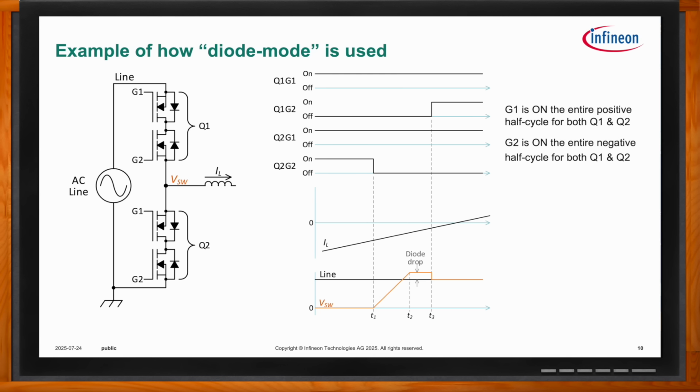Then at T3, I turn on Q1 G2. Now the upper transistor is fully on, and the current continues to the positive half cycle, and I'm essentially synchronously rectifying there. So this is how we use diode mode. It's intended to allow us variability. We don't have to have perfect dead time and know exactly when to turn on the switch in order to get proper control of the voltage.